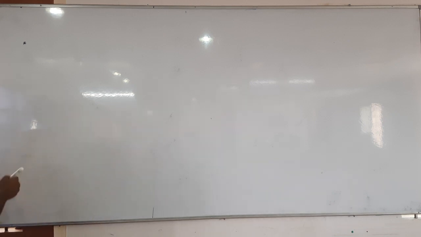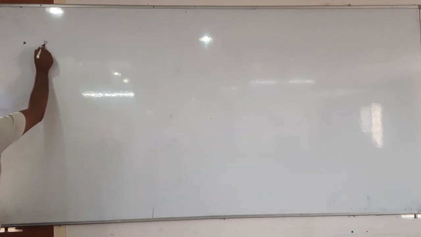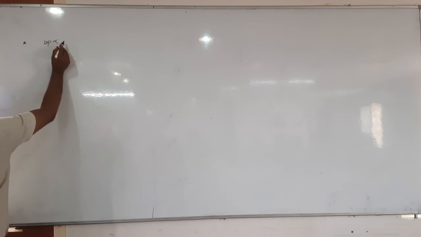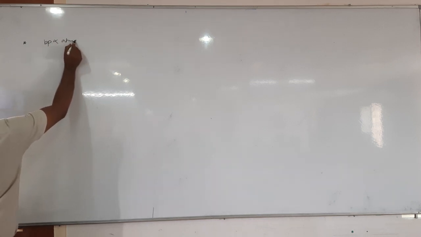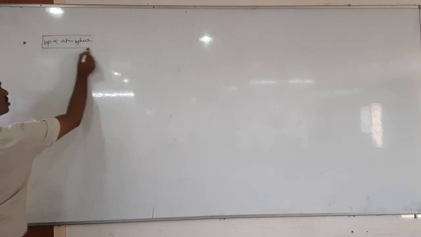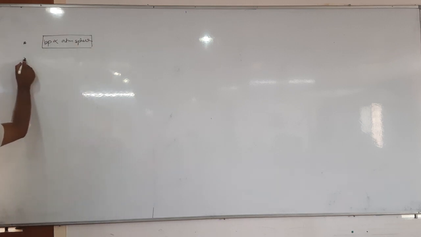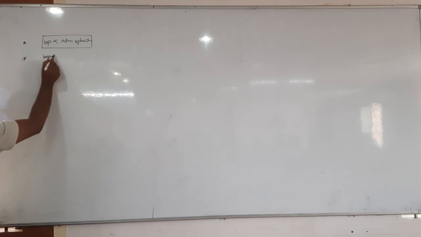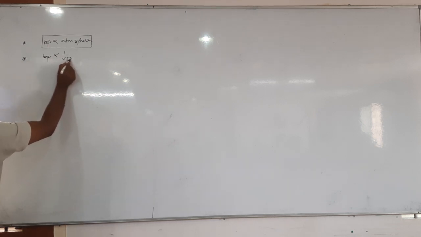So remember, boiling point is always directly proportional to atmospheric pressure. If the atmospheric pressure increases, boiling point increases. So already we have written that. Next, boiling point is inversely proportional to vapor pressure.